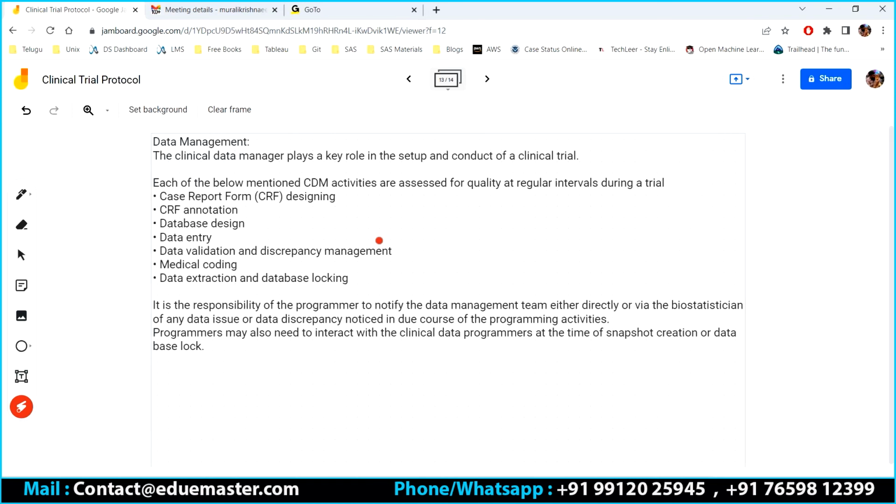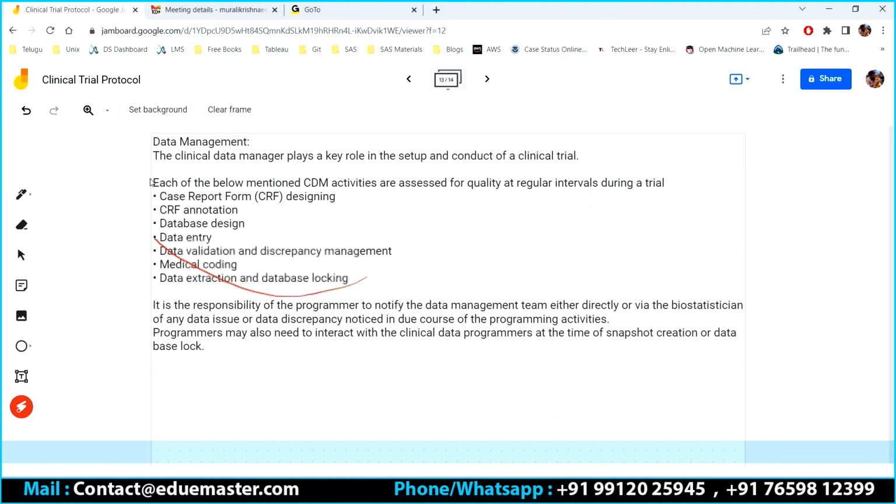The next, data management team. We can also call it the clinical data management team, which will be led by the clinical data manager. So a clinical data manager is the one who is primarily responsible for the case report form. I'm going to show you how it looks, maybe, but not today. In the next class, I'll give you a simple CRF, case report form. He is the one who is responsible for your database design. He is responsible for your data entry, the validation and discrepancy management, medical coding, data extraction, and database locking.